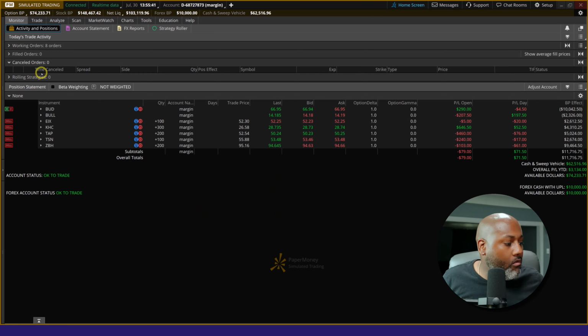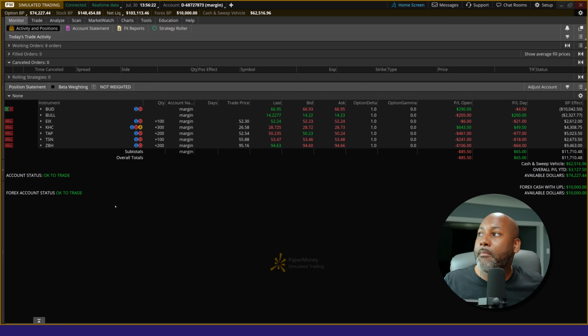We just went over what instrument meant. You see BUD, BULL, EIX, KHC, TAP, TSN, and ZBH. Those are called ticker symbols. Ticker symbols are used to identify securities. So that's another name. So we're saying financial instruments. The other term is securities. So BUD is the ticker symbol for that security.